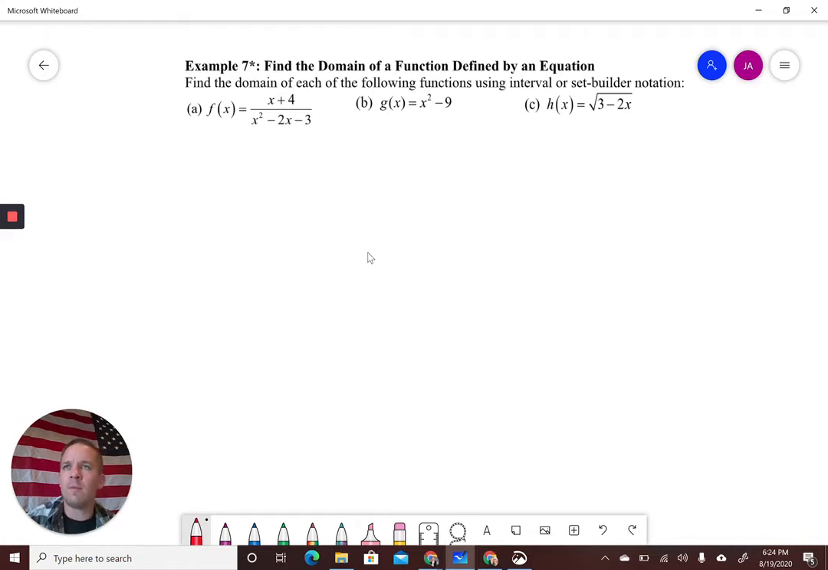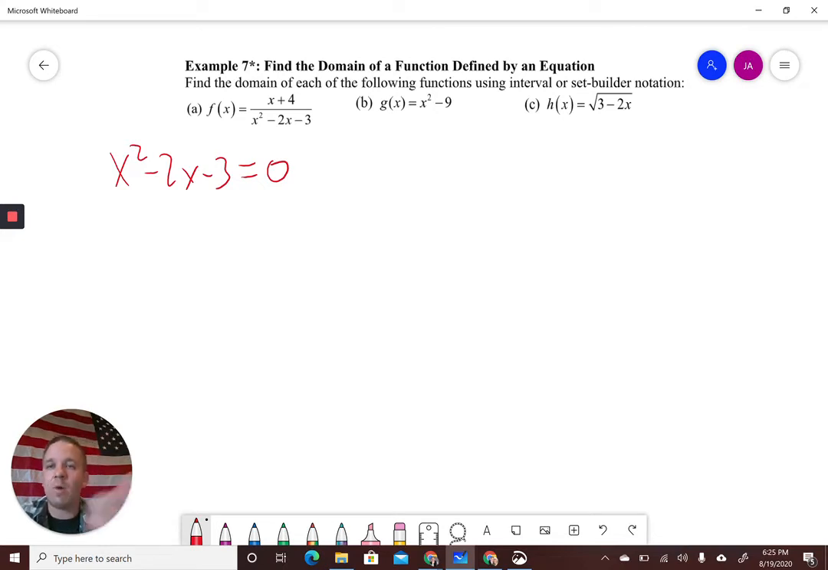So what am I not allowed to do when I'm dividing? I cannot divide by 0. So how about we find out when that denominator is 0? How do I do that? Oh, I'm going to factor. All right, we're going to set x squared minus 2x minus 3 equal to 0, and we're going to factor, hopefully. Otherwise, we'll have to use the quadratic formula.